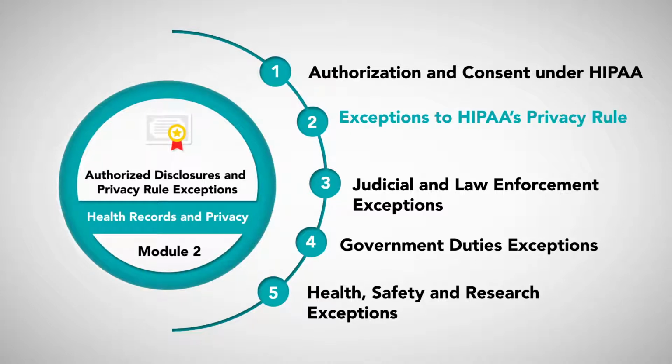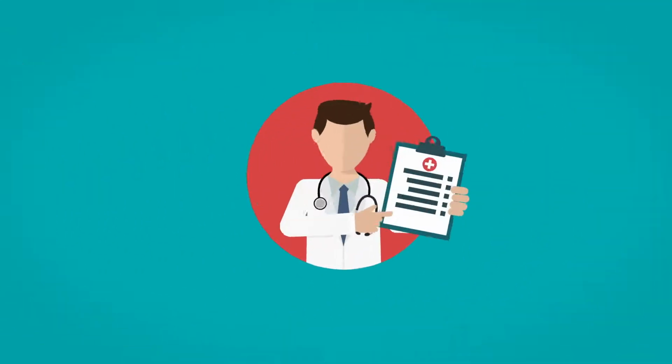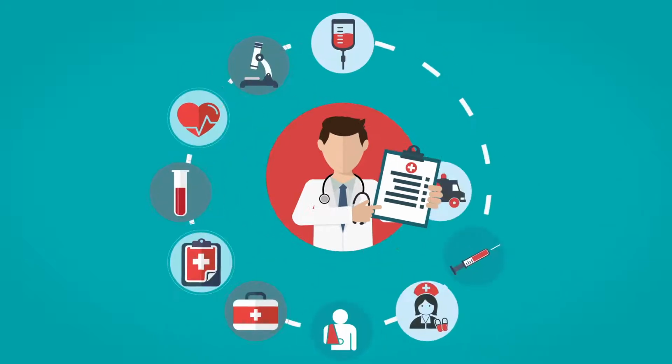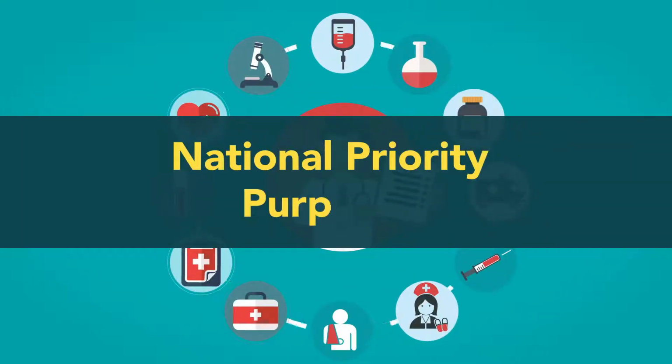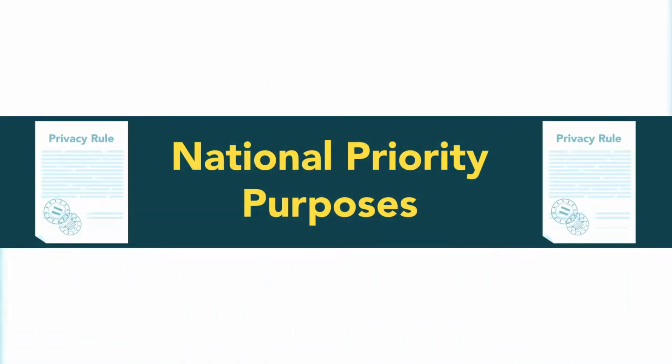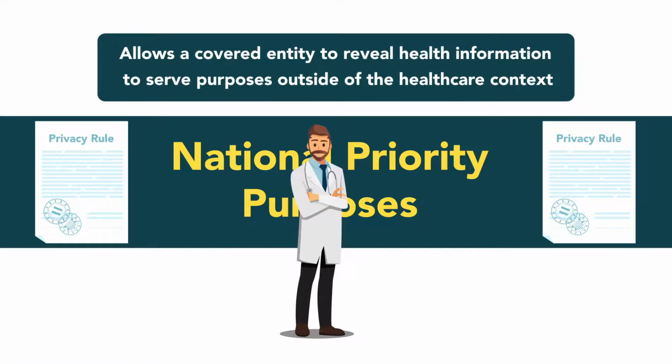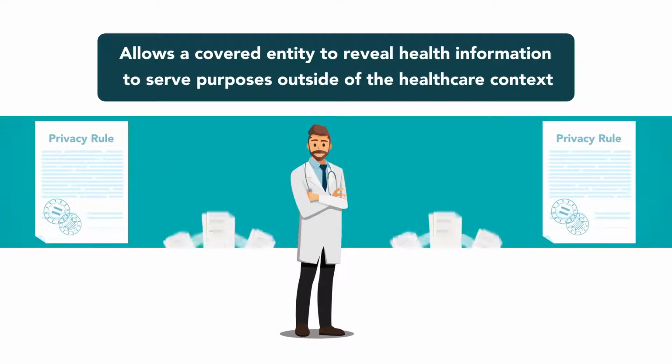Exceptions to HIPAA's privacy rule. A patient's protected health information can be released without authorization in 12 different scenarios, collectively referred to as national priority purposes. With these exceptions, the privacy rule allows a covered entity to reveal health information to serve purposes outside of the healthcare context.